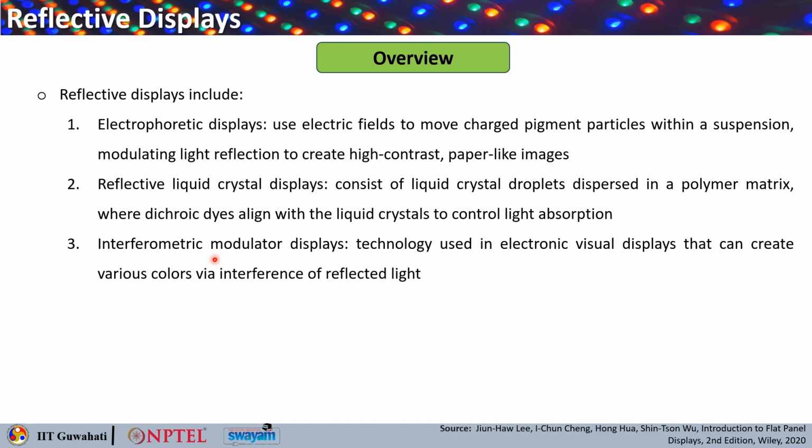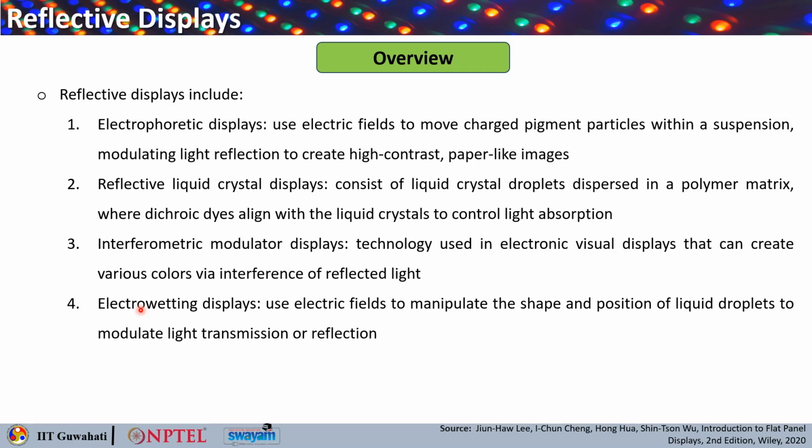The third type is interferometric modulator displays. You can understand from the name itself that this technology uses some sort of interference effect. This technology is used in electronic visual displays that can create various colors via interference of reflected light. Next is electrowetting displays, which use electric fields to manipulate the shape and position of liquid droplets to modulate the transmission or reflection of the light that is falling on it.